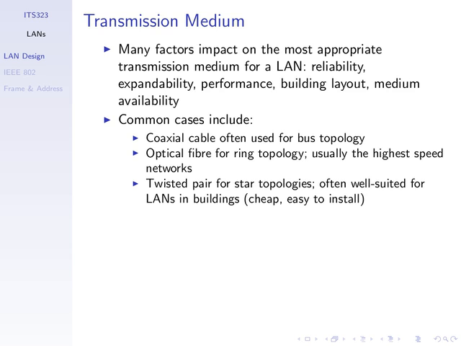If we have a wired transmission medium, some common cases, at least in the past: coaxial cable commonly used in a bus topology. The old LANs where we have one cable passing by all stations would often use coaxial cable. Optical fibre is commonly used in a ring topology, but not so much in LANs, more in metropolitan area networks, larger networks nowadays. Twisted pair, copper wires combined together in pairs, is commonly used for star topology.